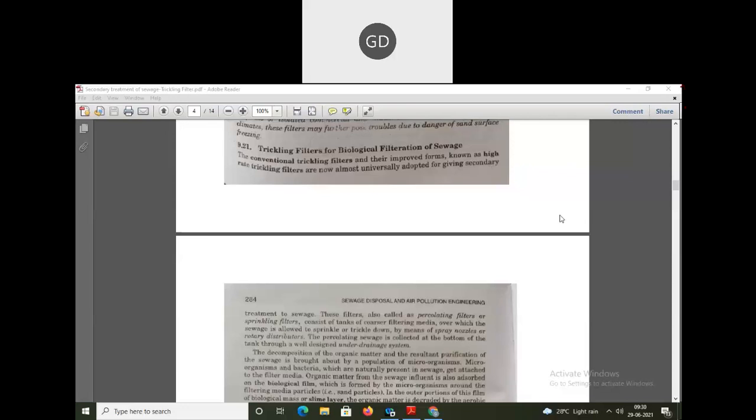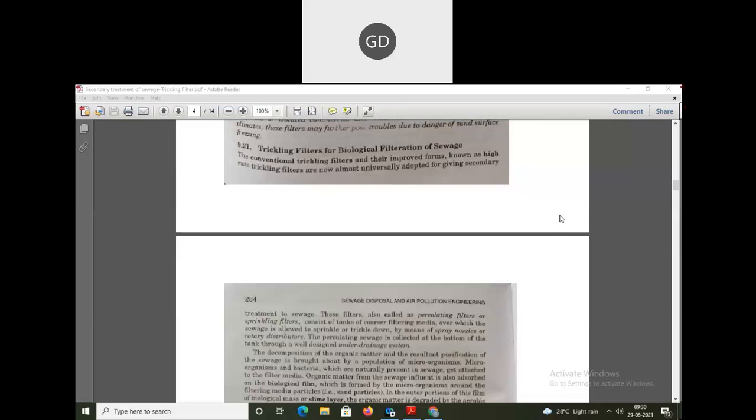So, last class we discussed the secondary treatment for biological filtration of sewage. Within that, we learned that there are two types of systems for filtration: number one is the attached growth system, and the other one is the suspended growth system. Under the attached growth system, the trickling filter falls.